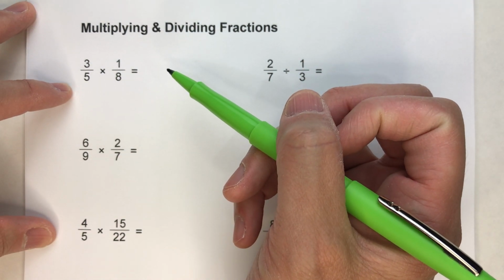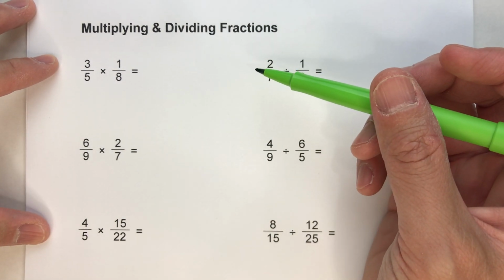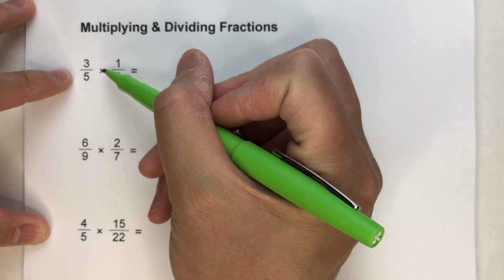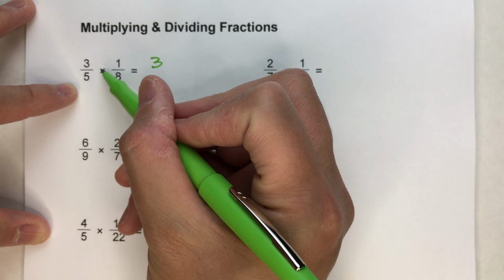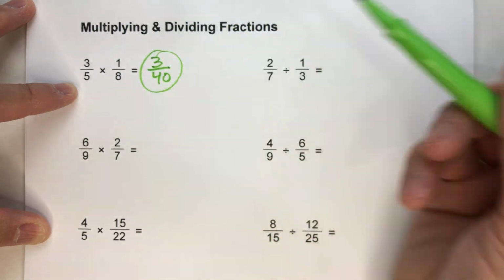Alright, so to multiply fractions, you don't have to do anything super confusing. You don't need a common denominator. All you have to do is multiply the tops of the two fractions. 3 times 1 is 3. And then multiply the bottom of the two fractions. 5 times 8 is 40. And our answer is 3/40.